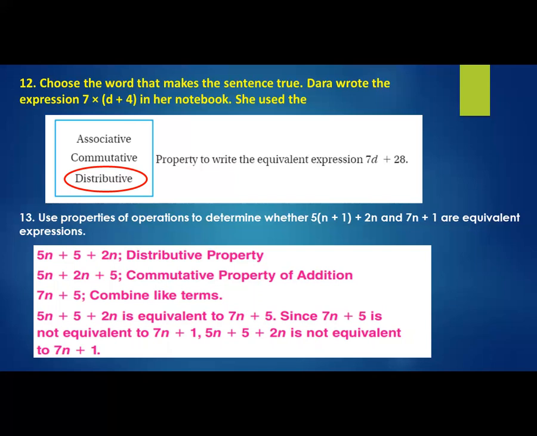So 5n plus 2n plus 5, you will rewrite the expression. So 5n plus 2n will be 7n plus 5 after combining the like terms. So 5n plus 5 plus 2n is equivalent to 7n plus 5 and not 7n plus 1. So this is not equivalent to 7n plus 1.